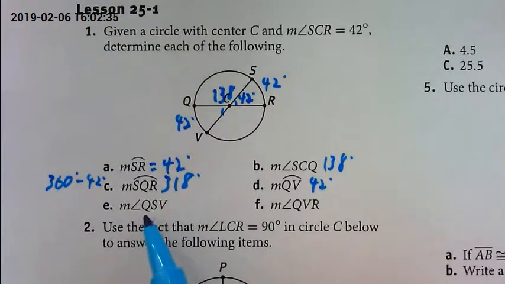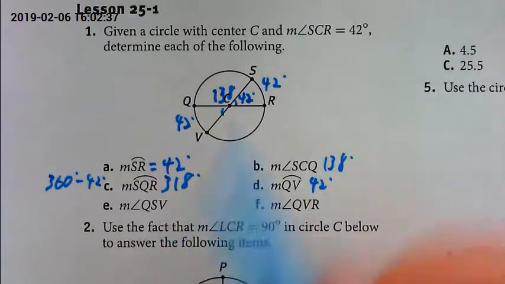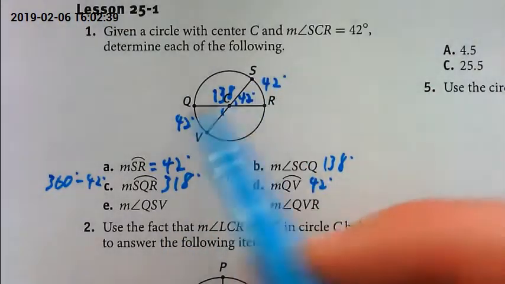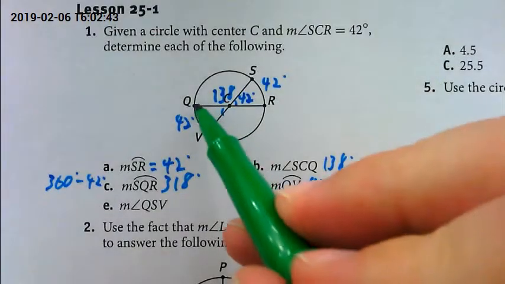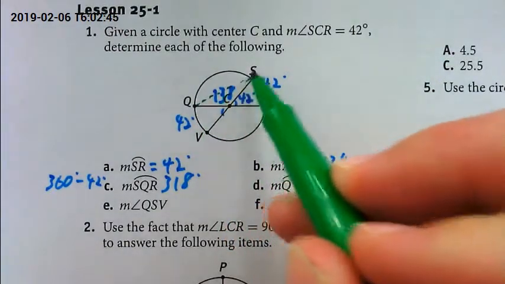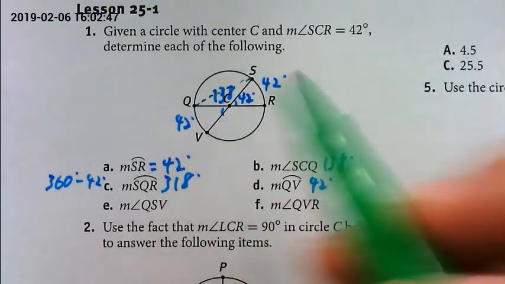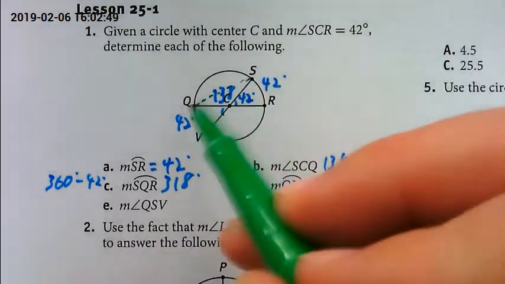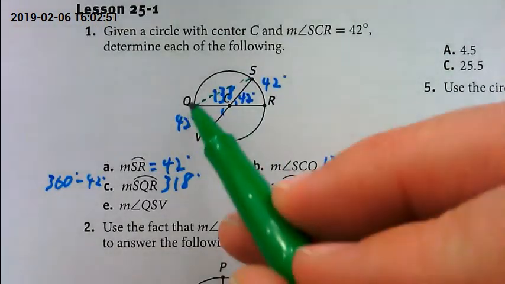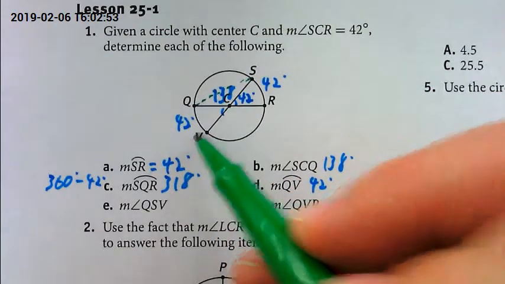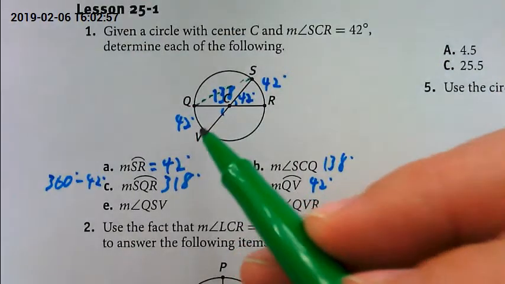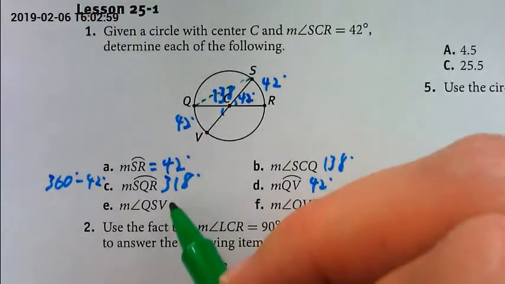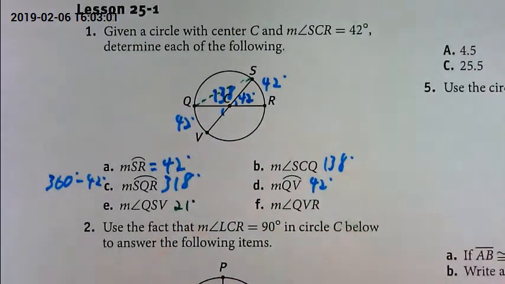Measure of angle QSV. Now, QSV, notice there's no line there. You'd have to draw in your own line to do this one. So if I drew in a line that went from Q to S and then over to V, we're talking about this angle. This angle is intercepting this little arc. But again, it's on the circle, it's intercepting the arc, it's half of the intercepted arc. So it is 21.